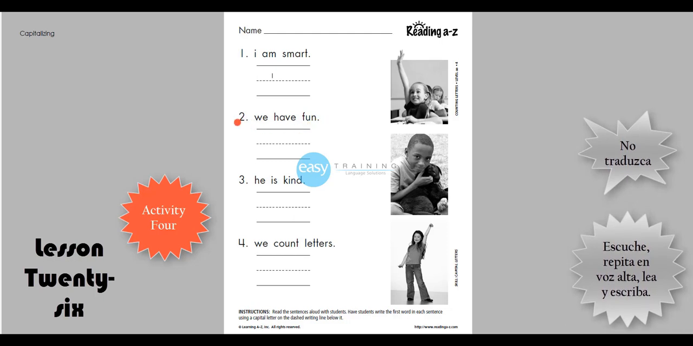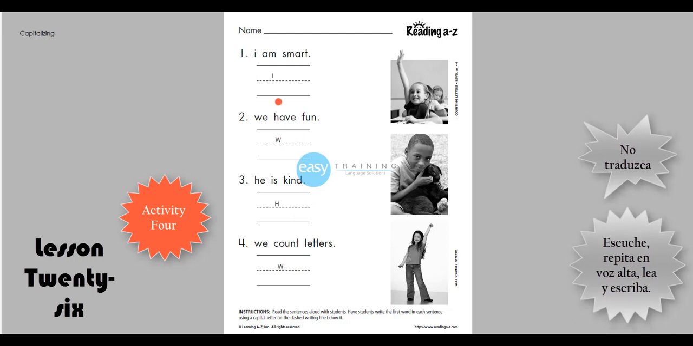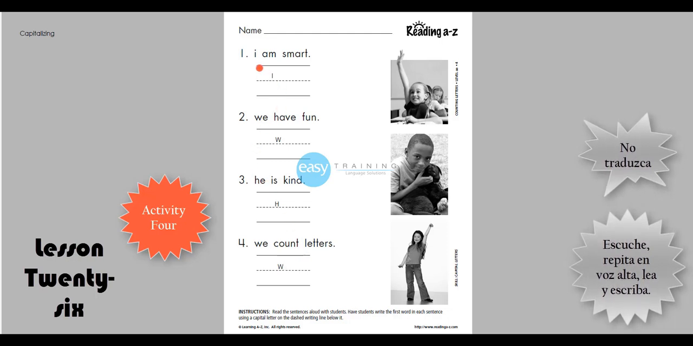Sentence number two. We have fun. I write capital W. We. He is kind. Capital H. We count letters. Capital W one more time. I am smart. We have fun. He is kind. We count letters. Capitalizing. I have capitalized the initial letters in each sentence. That's it. Now, I am turning to the next activity.